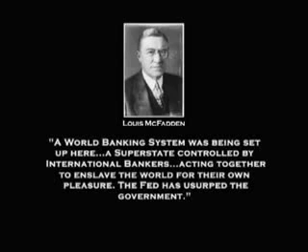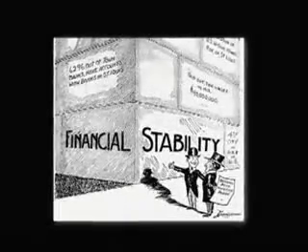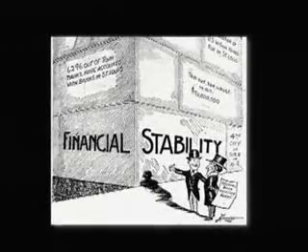Congressman Louis McFadden also expressed the truth after the passage of the bill. A world banking system was being set up here, a superstate controlled by international bankers, acting together to enslave the world for their own pleasure. The Fed has usurped the government. Now, the public was told that the Federal Reserve System was an economic stabilizer, and inflation and economic crises were a thing of the past. Well, as history has shown, nothing is further from the truth.